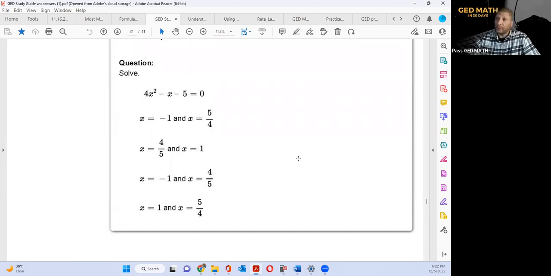What I'm telling you is, if they give you the answers, when they tell you x equals -1, x equals 5/4, x equals 4/5, x equals 1, they're giving you the answers to solve this quadratic equation. Not only is this not difficult, it now becomes an easy problem.